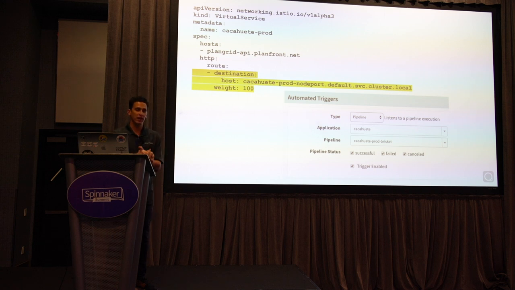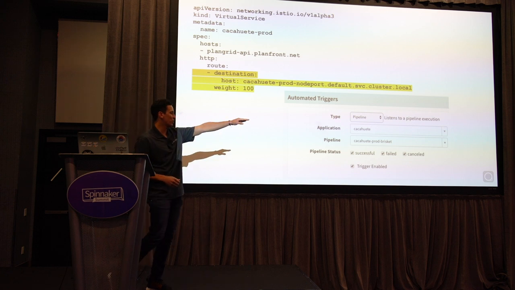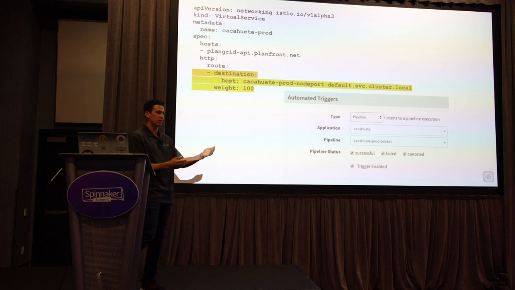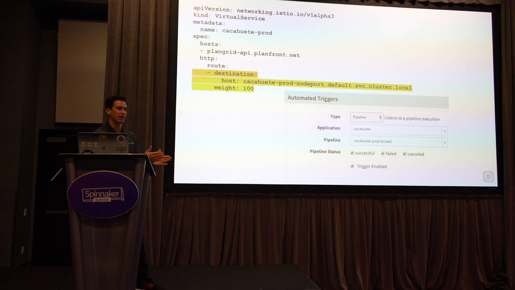If the Canary failed, we're not going to deploy the new code to the default production deployment, meaning that this will actually be routing traffic 100% back to your old code. If the Canary was successful, then that pipeline, cockwet prod brisket, is going to complete the release, take your release candidate, and deploy it to the default deployment service name, and this cleanup pipeline will then route 100% of traffic to it. With exception handling being a bit shaky in Spinnaker, this is really the best way that was available to us.